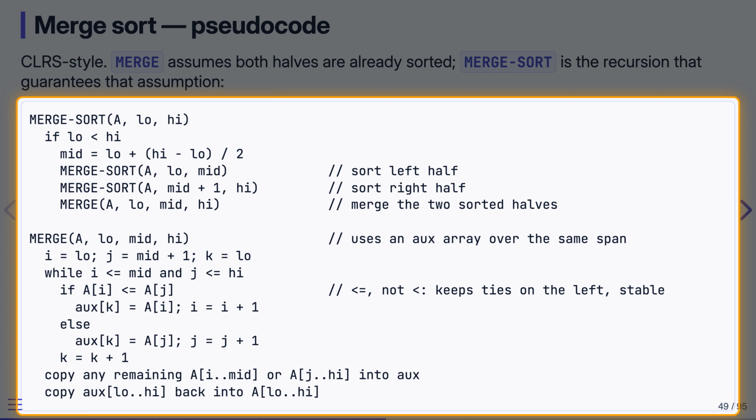While both halves still have elements, we compare their 2 heads. If A at index I is less than or equal to A at index J, we copy from the left. Otherwise, we copy from the right. Using less than or equal, not less than, keeps equal keys in their original order, so the sort stays stable. At the end, we copy any leftovers, then copy aux back into A.